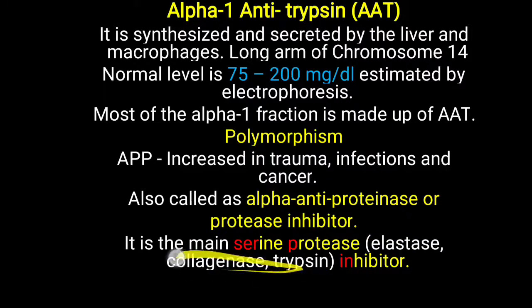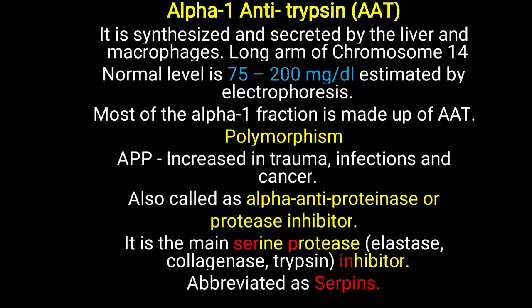These are enzymes which contain the serine amino acid at the active site, and they are all needed for various biological functions. But once that function is over, it needs to be stopped, and for stopping the function of these serine proteases, an inhibitor is needed. So the main inhibitor of serine protease is alpha-1 antitrypsin. Alpha-1 antitrypsin is also called a serpin. Basically serpin means serine protease inhibitor.